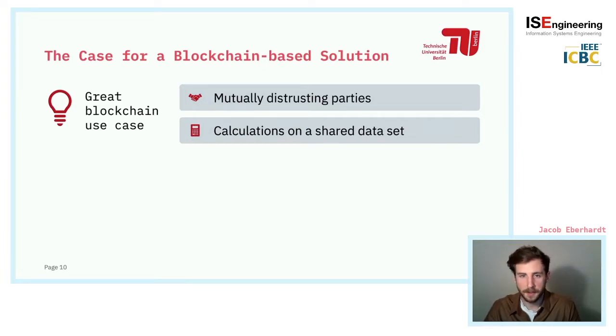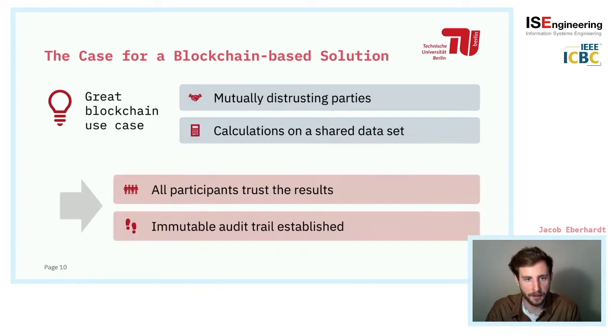So this does sound like an optimal use case for a blockchain-based solution. We have mutually distrusting parties and calculations happen on a shared data set. It will result in all participants trusting the results and an immutable audit trail to be established.